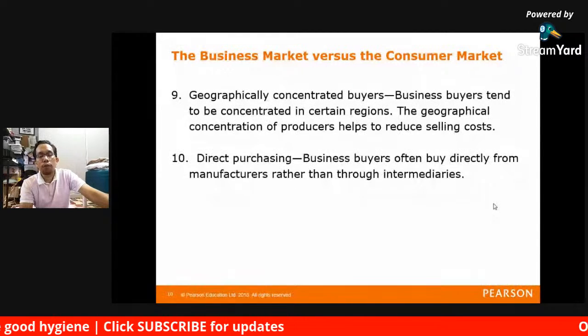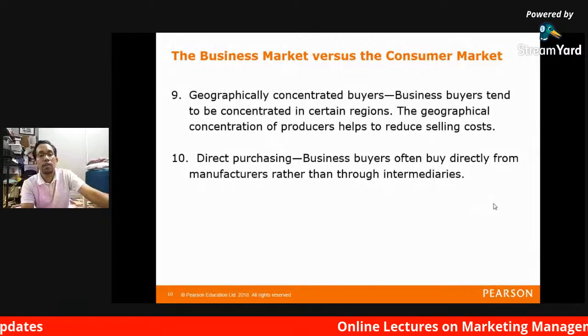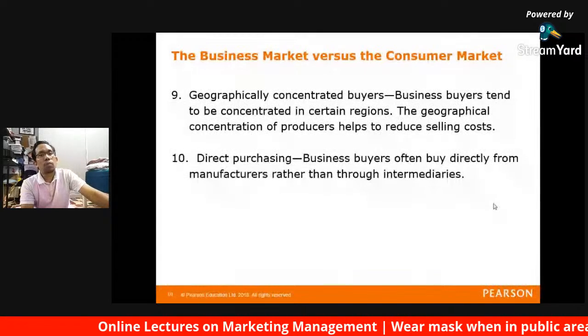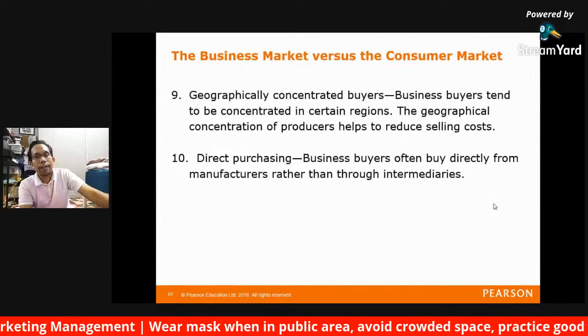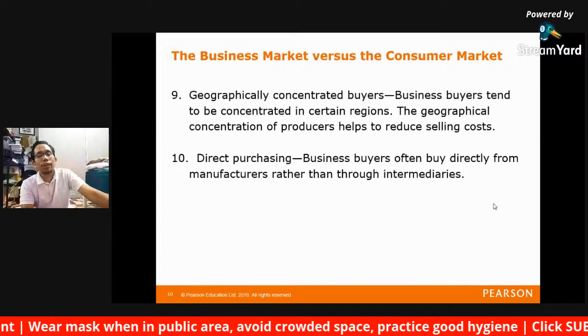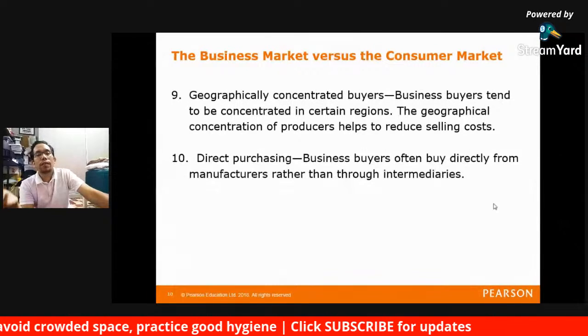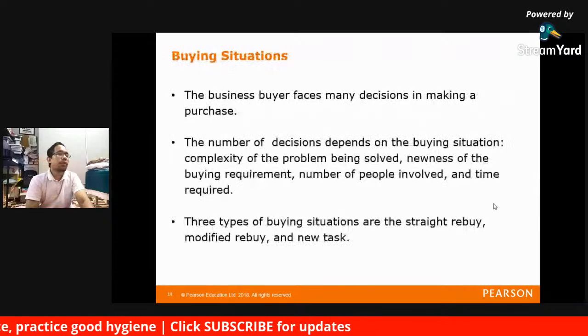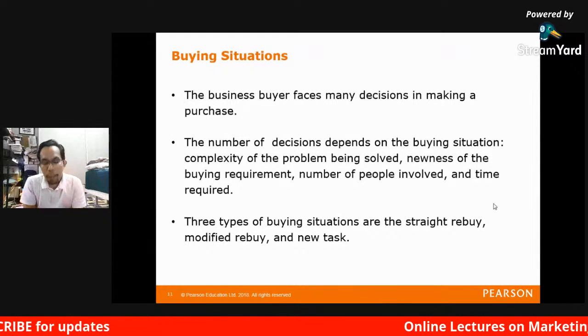If we bought from intermediaries as a business buyer, it has quite a big impact in terms of profit earned. Okay, you cannot earn much if we buy something from the intermediary. Okay, the situation. Let's go to the situation of the buyer itself.